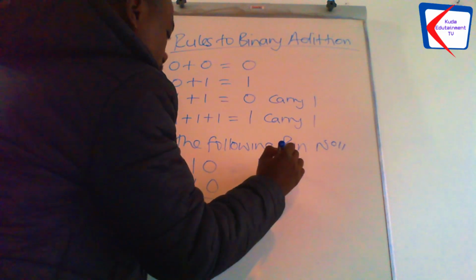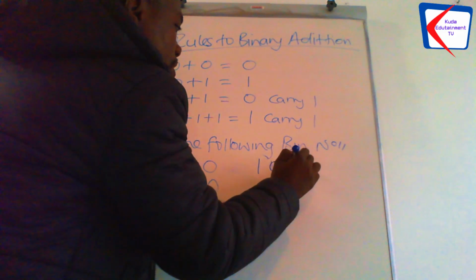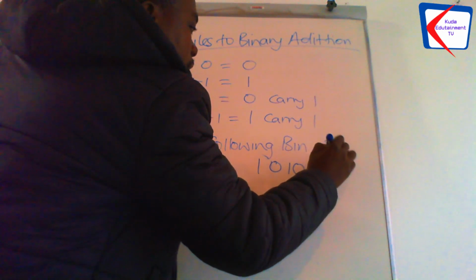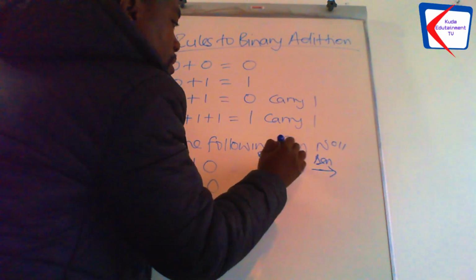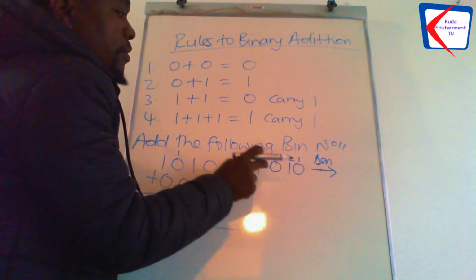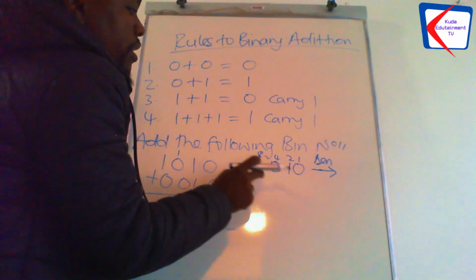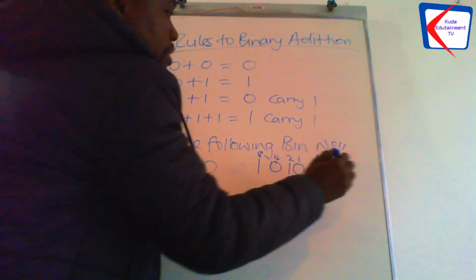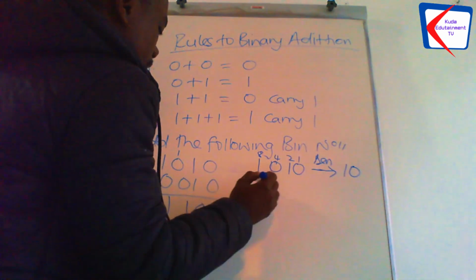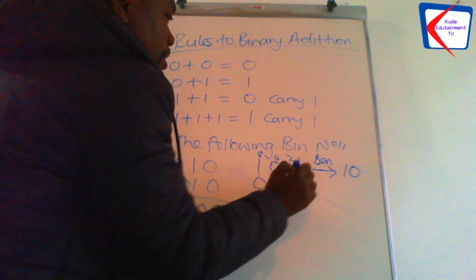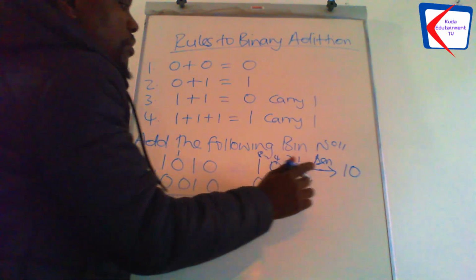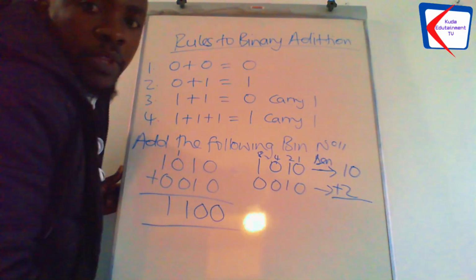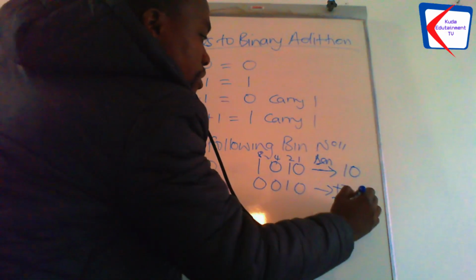So 1, 0, 1, 0 is equal to, so the four binary units are 8, 4, 2 and 1. The binary units that are switched on in this case are 8 and 2. So 8 plus 2 will give us 10. And for the second one we have 0, 0, 1, 0, meaning only binary unit 2 is switched on. So this is 2. So 10 plus 2 will give us 12.